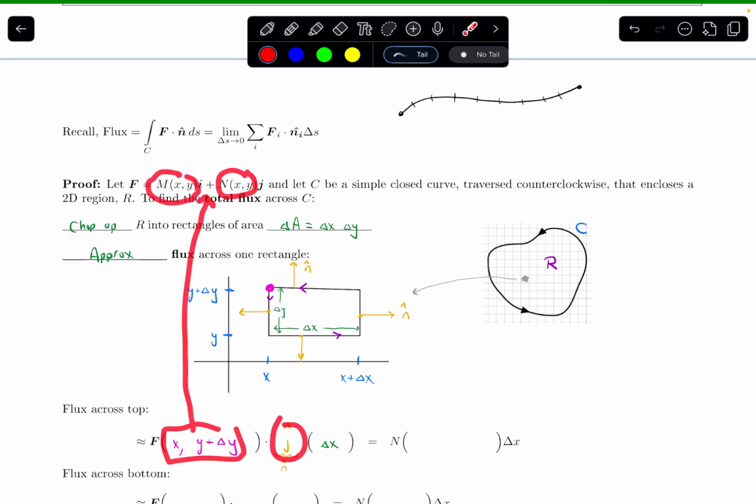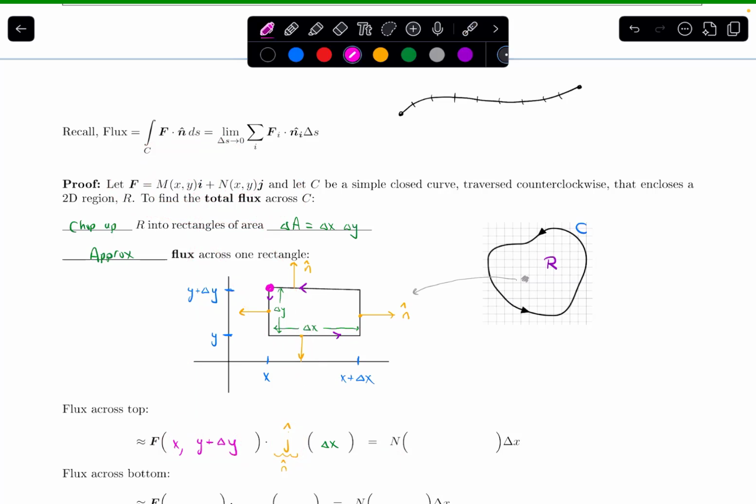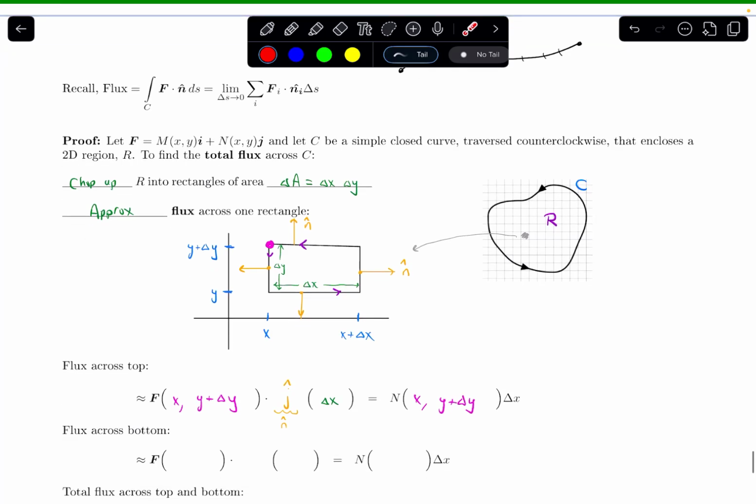Remember, j hat is just the vector 0, 1. I'm going to dot that with this vector. When I do that, I'll get 0 times this m portion, that goes away, and then 1 times this n portion. So that just leaves me with the n portion. But now I'm plugging in this point, so I'm plugging in x comma y plus delta y, and then the delta x is still there. Okay, so that's an approximation for the flux across the top.